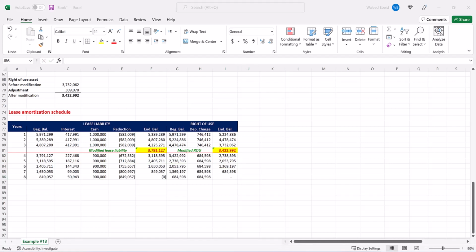This is the end of this example and this lecture. By the end of this lecture, we have come to the end of our discussion of the lease modifications.